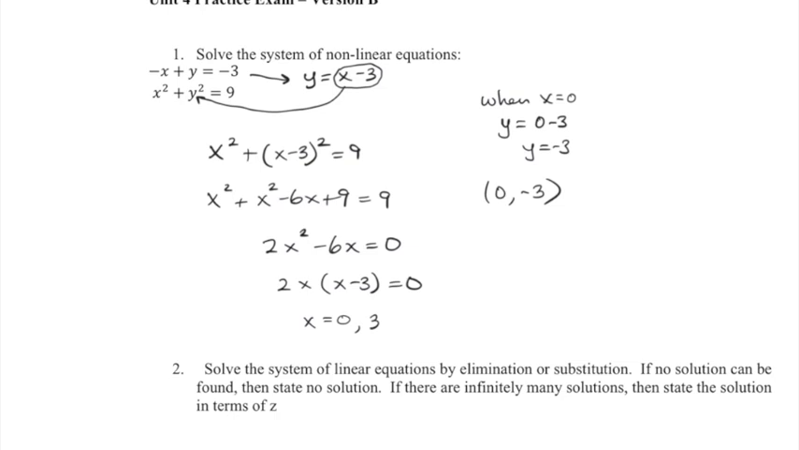Now for the other value of x, 3, do the same thing. Now when x is equal to 3, we're going to say y is equal to 3 subtract 3, which means that y equals 0. So that solution is when x equals 3, y equals 0.